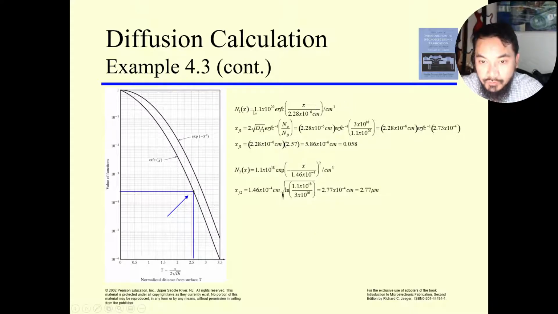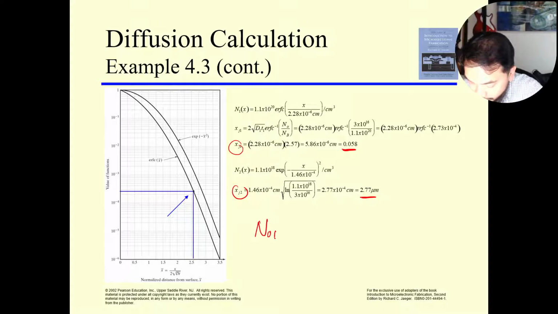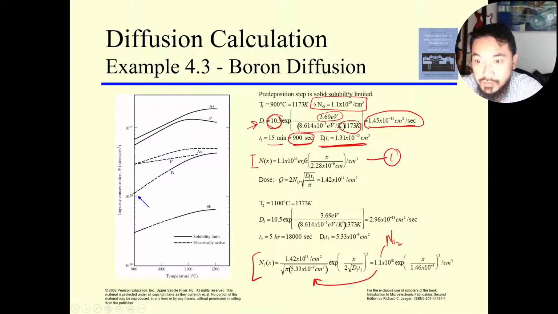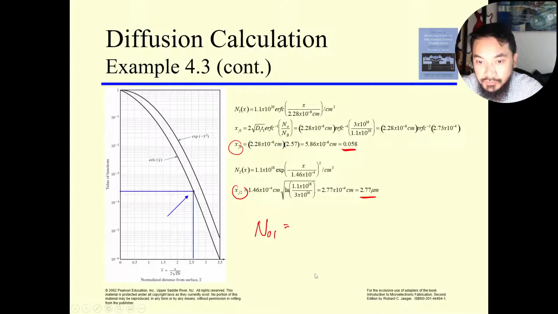Based on equation 1, you can get the junction after the first step, which is this one, and the junction after the second step is this one. So this is xj1, xj2, and then n naught 1 is this one, and n naught 2 is this one. How do we do it? We calculate it using this one. Straightforward.